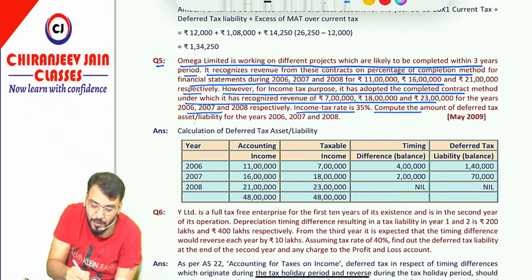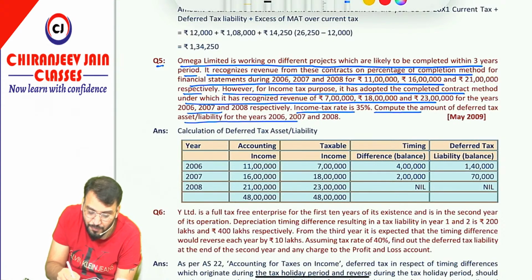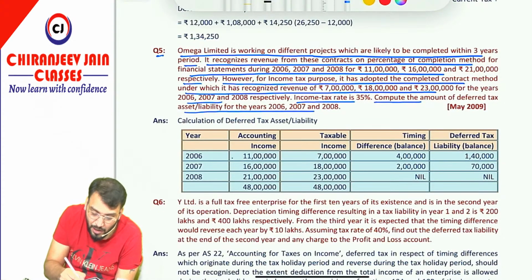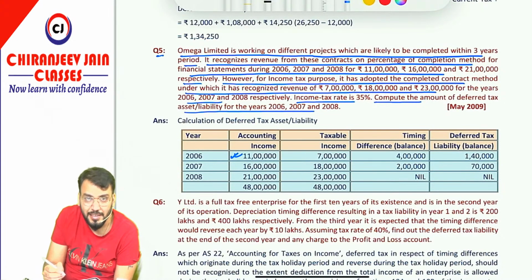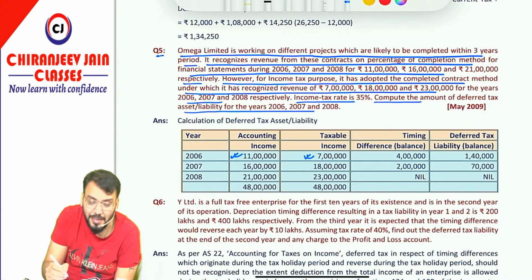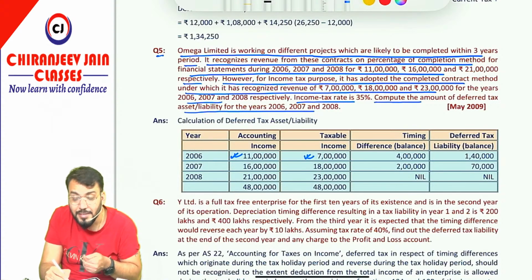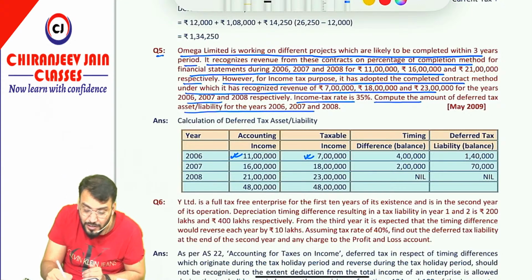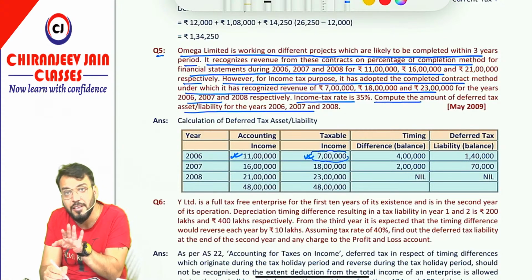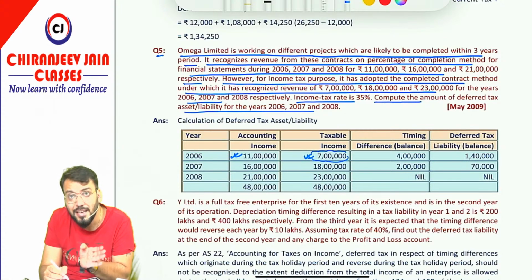Compute the amount of deferred tax asset or liability for the following year. You can see under accounting income 11 lakh is allowed income, and taxable income is 7 lakh. It means the difference is 4 lakh. So 4 lakh is disallowed right now, which will be taxable in future. Right now it is not taxable under the Income Tax Act, but this will be taxable in future. Therefore, on this we need to recognize deferred tax liability.